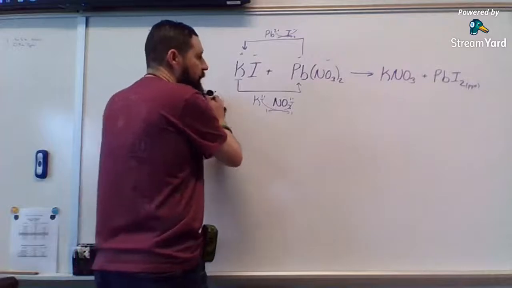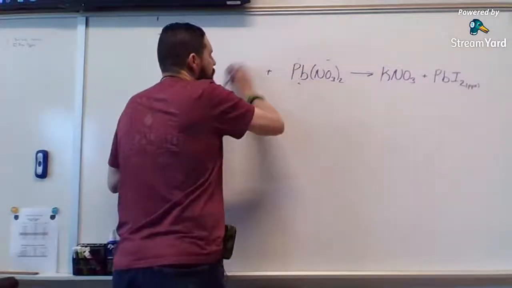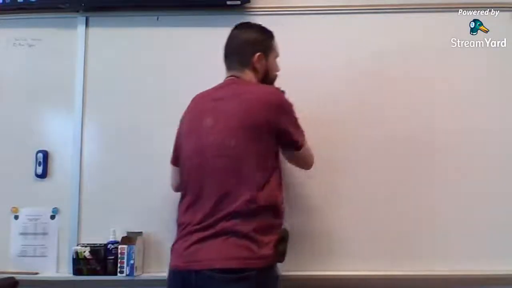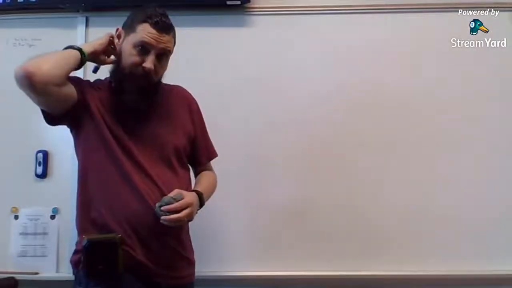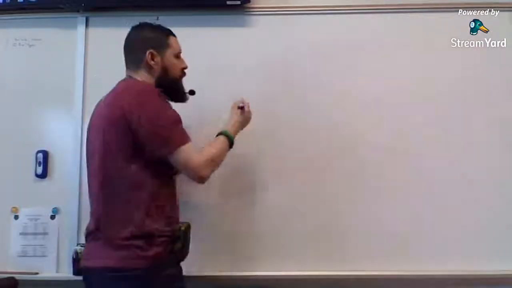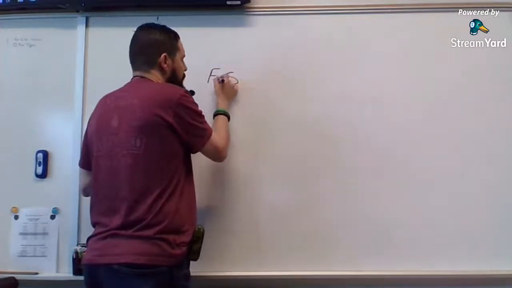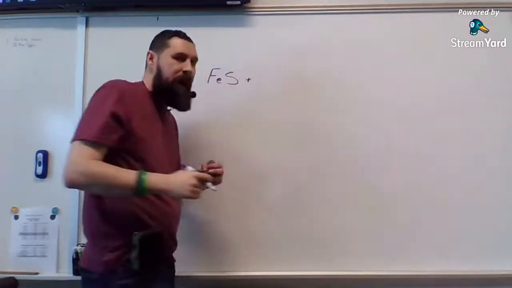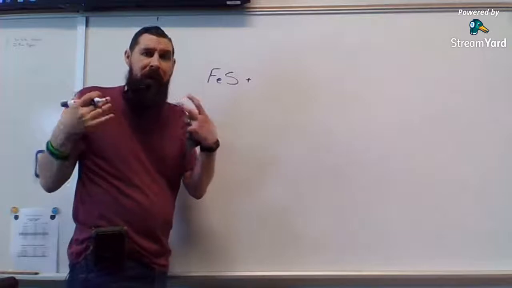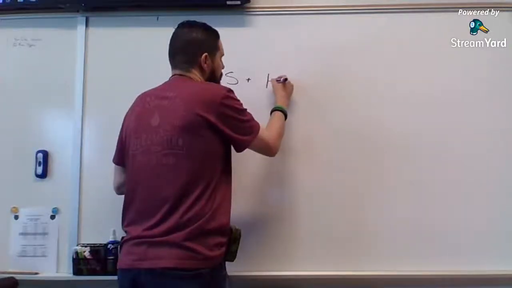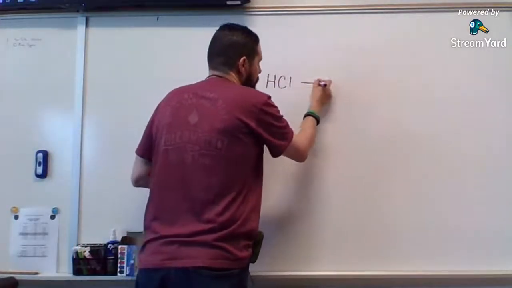So let's take a look at another one. So another double displacement reaction. This would be iron 2 sulfide, so FeS, my iron 2 sulfide. And I'm going to react this with hydrochloric acid, so HCl.